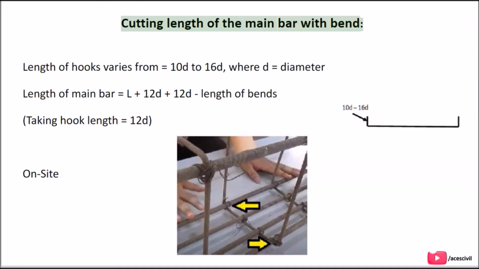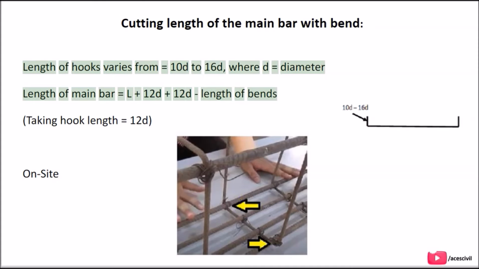Cutting length of the main bar with bend. Length of hooks varies from 10d to 16d, where d equals diameter. Length of main bar equals L plus 12d plus 12d plus length of bends. Taking hook length equals 12d on site.